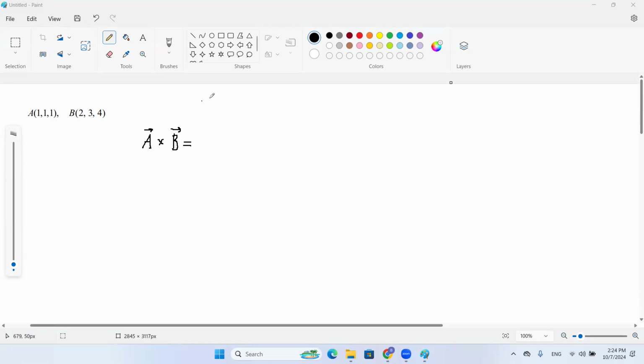We just need to multiply coordinates and sum. No, that's for the scalar product. What we need now is the cross product or vector product. We need to calculate the vector. Yes, it will be a vector as the result.